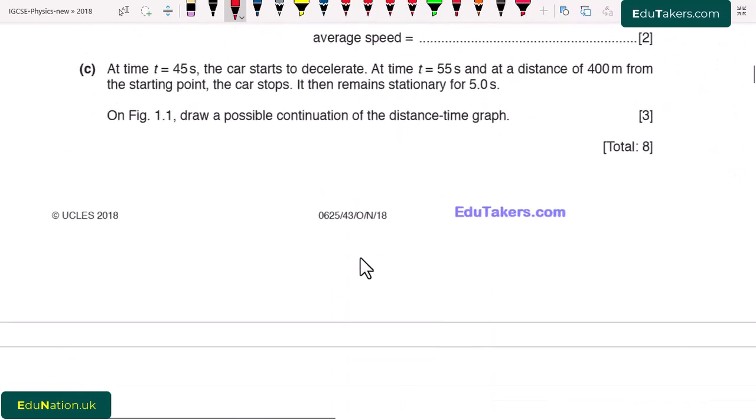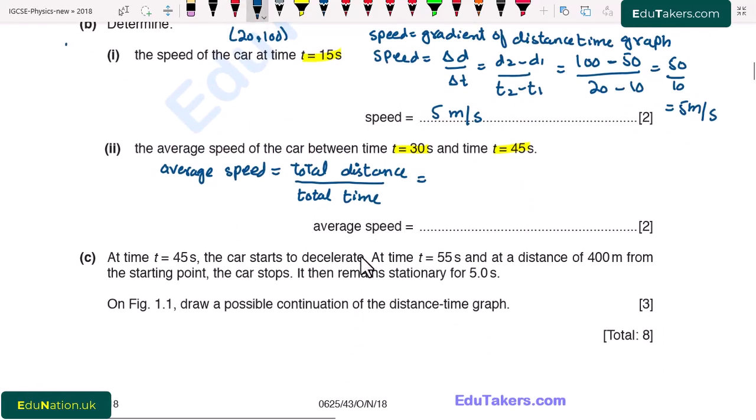So it will be equal to 300 minus 150 divided by time 45 minus 30. So that it will be equal to 150 over 15, which is 10 meters per second. So 10 meters per second is the average speed of the car between t equal to 30 seconds and t equal to 45 seconds. I write here 10 meters per second.